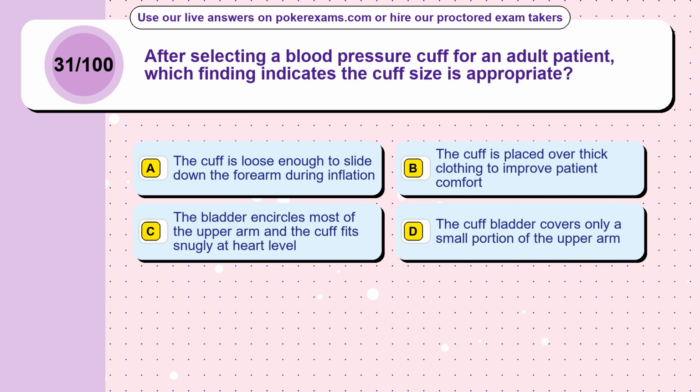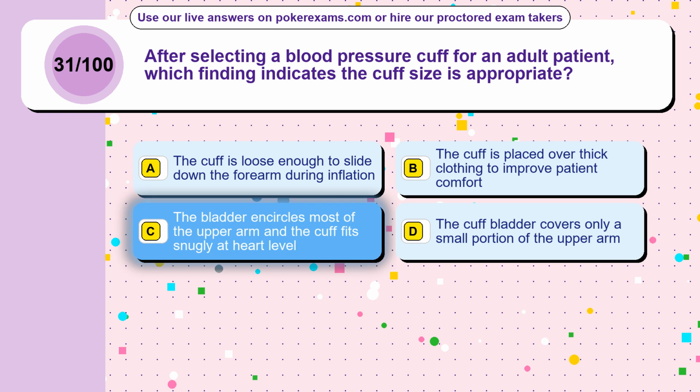Question 31. After selecting a blood pressure cuff for an adult patient, which finding indicates the cuff size is appropriate? Option A. The cuff is loose enough to slide down the forearm during inflation. Option B. The cuff is placed over thick clothing to improve patient comfort. Option C. The bladder encircles most of the upper arm and the cuff fits snugly at heart level. Option D. The cuff bladder covers only a small portion of the upper arm.